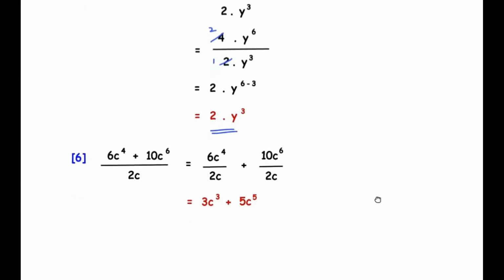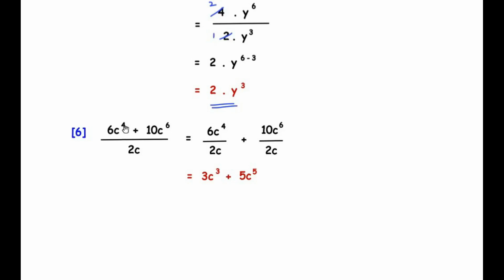Now the next question is 6c to the power of 4 plus 10c to the power of 6 divided by 2c. Now for these kind of questions, we are going to separate the numerator terms with the denominator. So 2c goes to 6c to the power of 4 and also to 10c to the power of 6. So we have separated out the terms. Now once we do this, we can easily apply the laws, starting with the numbers, that is 2 divides 6, that is 2 1 times is 2 and 2 3 times is 6. So we get 3 here.